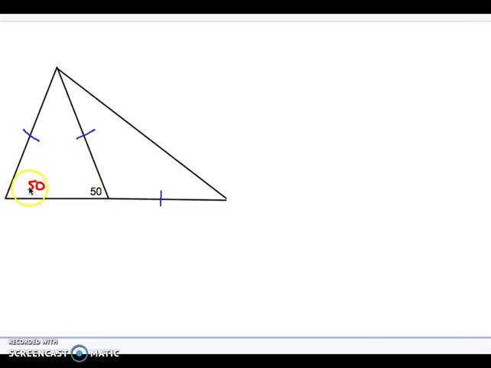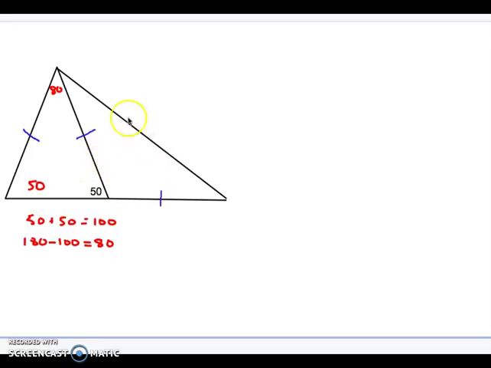So we should have that on here as 50 degrees for this angle and 50 degrees for this angle. Then since there are 180 degrees in every single triangle, and these two are already 50 and 50, we would just take our 50 plus 50, and we know that equals 100. So 180 minus 100 leaves us with 80. So we know that this angle up here must be 80 degrees.